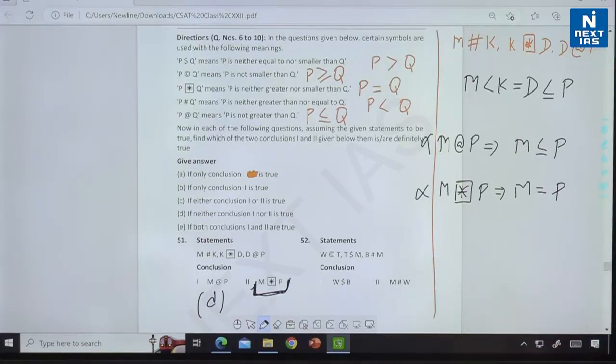Question number 51st clear? No confusion? Question number 52nd. Now all of you try question number 52nd.